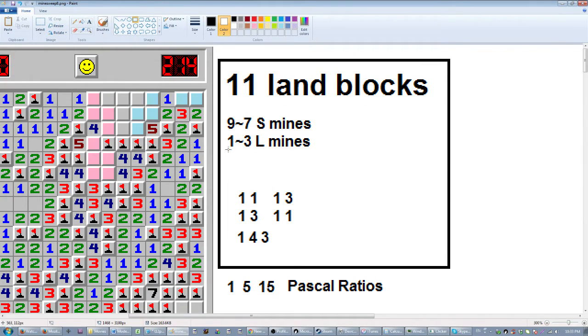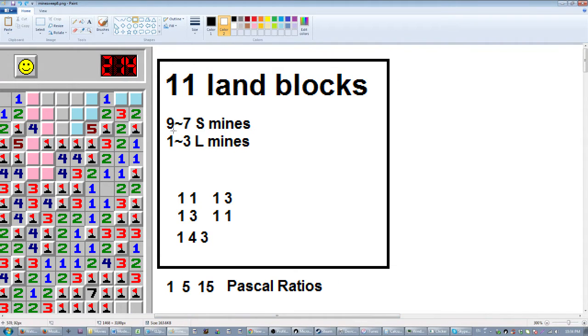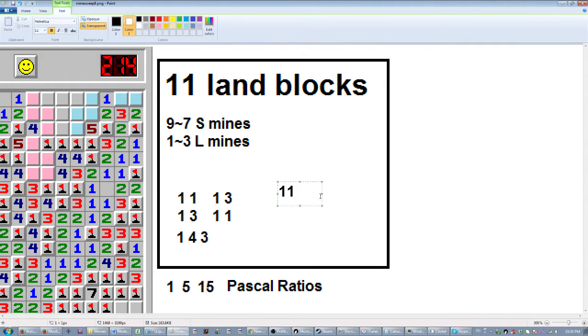Do I have the box thing here? Yeah. 1 to 3. So, how many combinations are there? There is 1 mine in 11 land blocks. There is 11 combinations that way. So, write that down. 11. Next, you want to find how many there are if there's 2 mines in 11 land blocks. That's 55. And then the next one is 165.